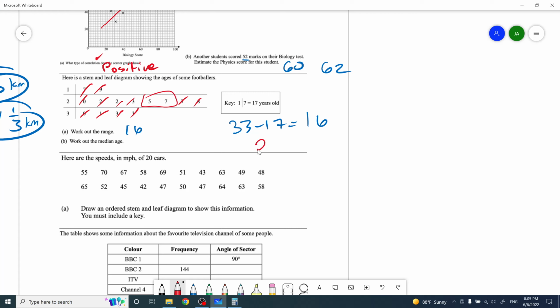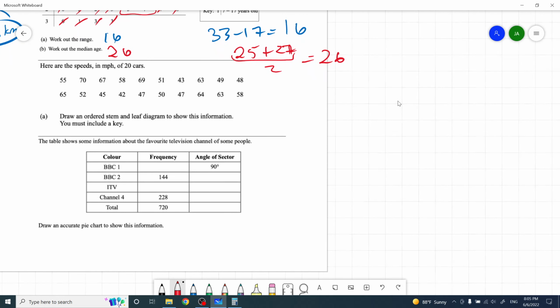So that means that we have a 25 and a 27 in the middle. If you need to find what's between them, you can simply add them and divide by 2, which will give you 26. So the median age is going to be 26. Okay, now we've read and found data from a stem and leaf diagram.